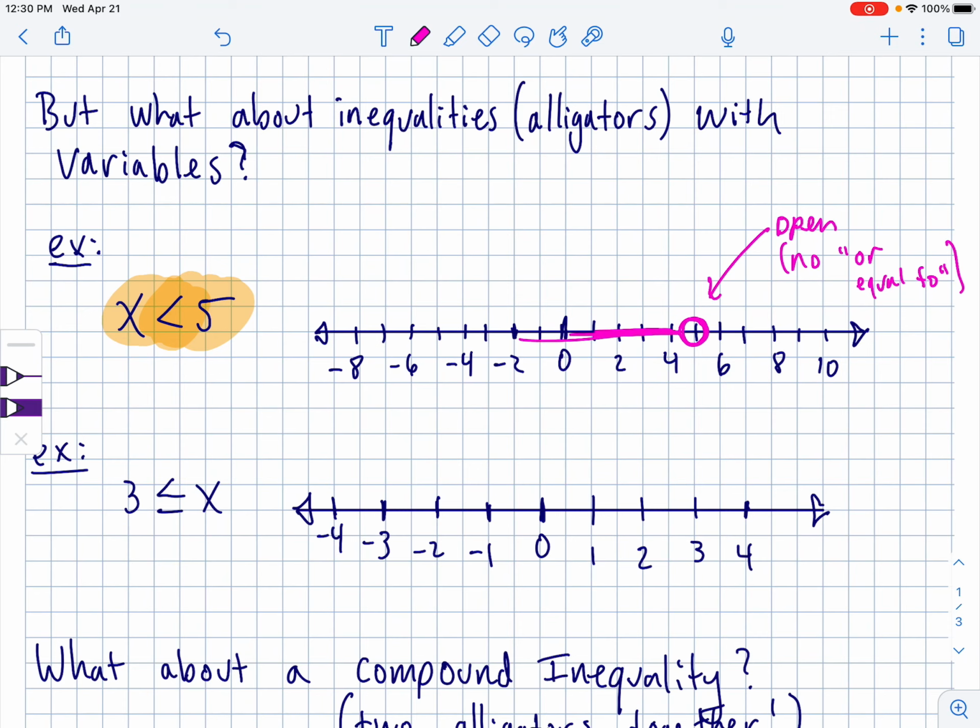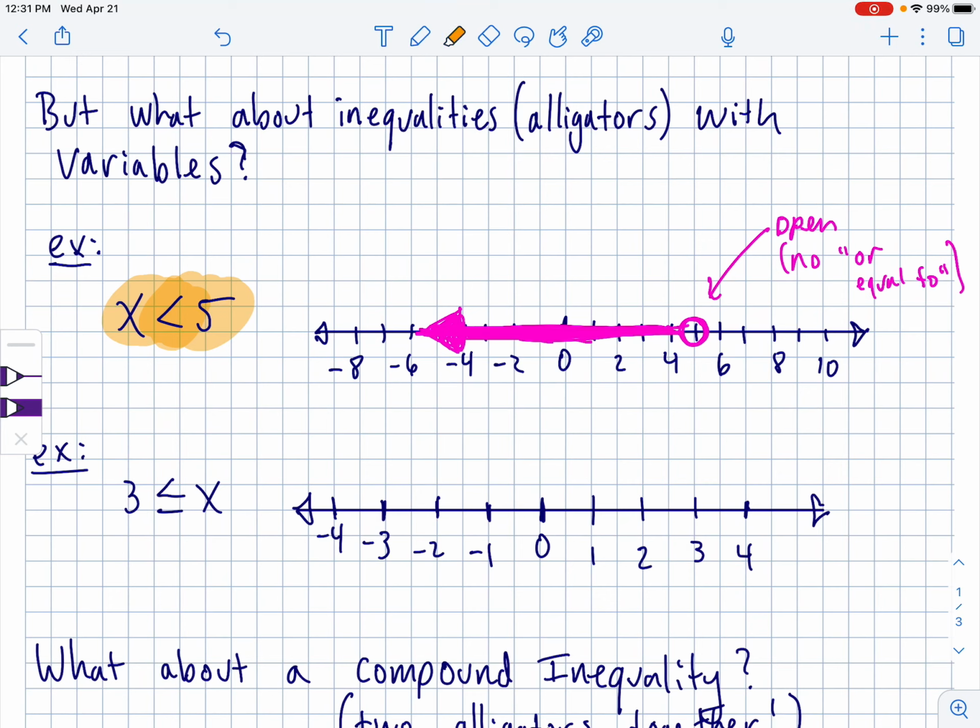So I would shade everything to the left of this open circle. Now, you don't have to go all the way down the number line. You can just put an arrow on the end that denotes that it's going to keep going forever to the left. So that's how you would graph x is less than 5.